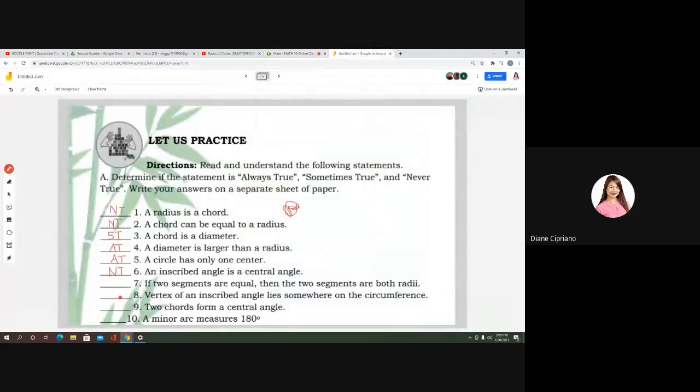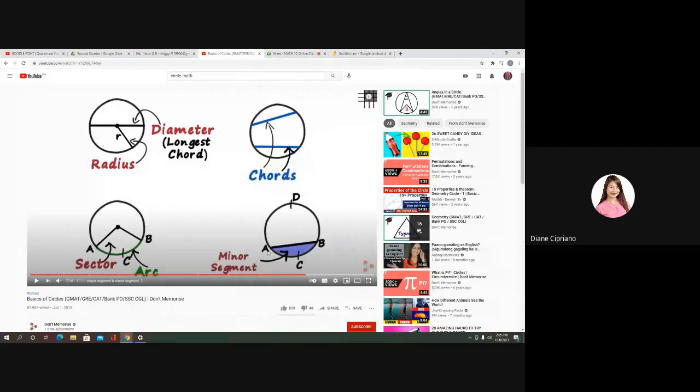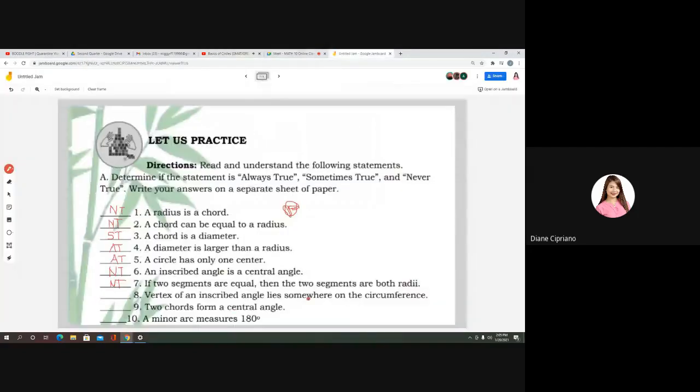Okay. So, the answer is never true. Why? Because a segment is like this, and it does not touch the middle line or the central point. And in the given situation, the two segments are both radii. Yung segments daw ba na to ay magiging radii din or pwedeng tawagin na radii? Of course, it will be never true.